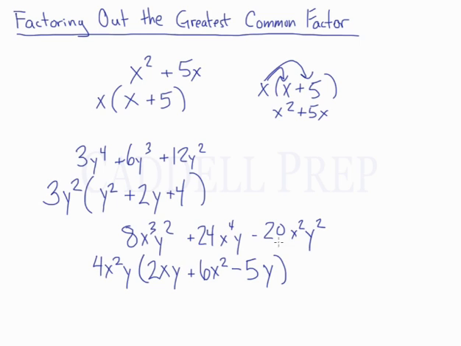Then each term also had a y. We had y squared, y to the first, and y squared. The smallest exponent is the 1 that isn't written. It doesn't have to be written, it exists. So that's what we factored out, y to the first. And we just divide each term by the greatest common factor, and we get a monomial times a polynomial, the monomial being the greatest common factor, the GCF.